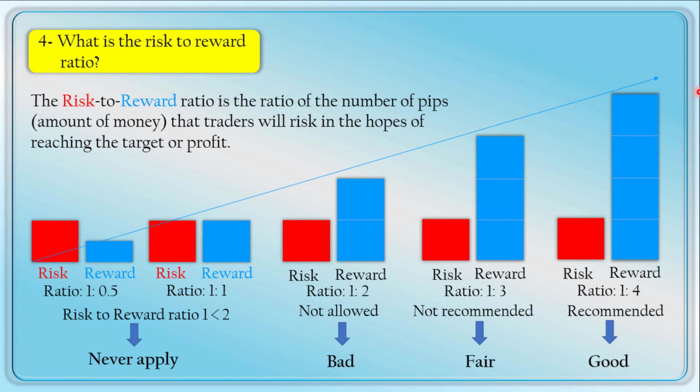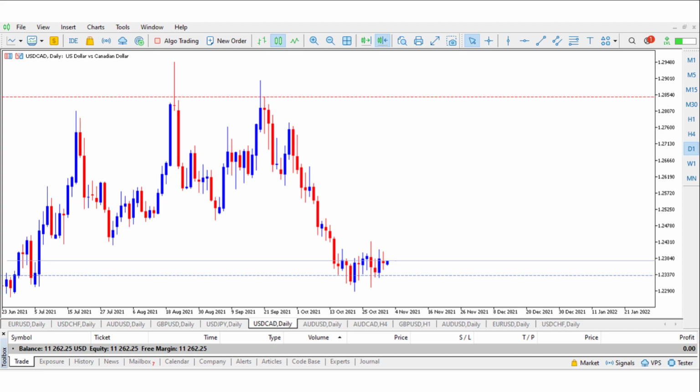So let me give you an example. Here in the USD CAD chart, this is the current price, and technically the market shows that the price will go up. As per technical analysis, I guess the market will go up. This is the support, and I will also locate my stop loss at this level, and here will be my assumed resistance, and I will place my take profit here.